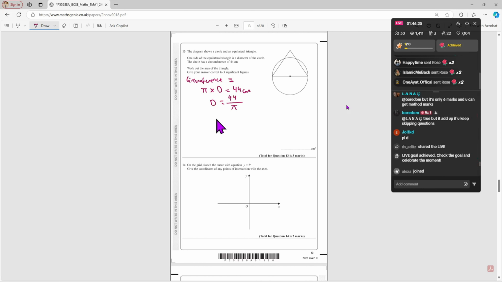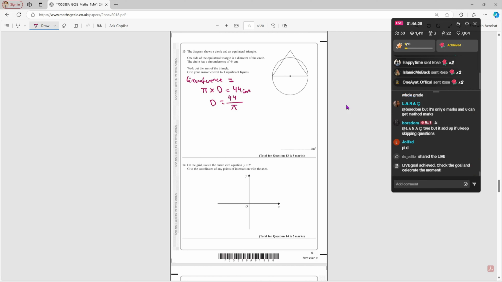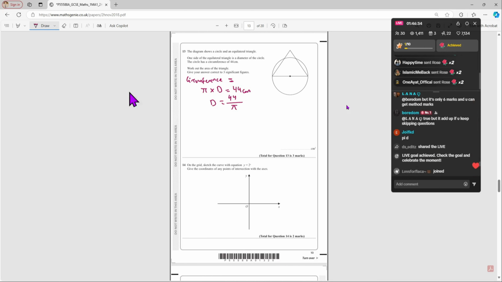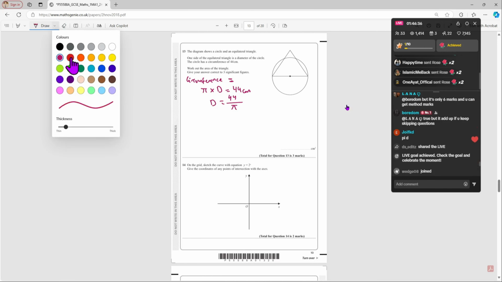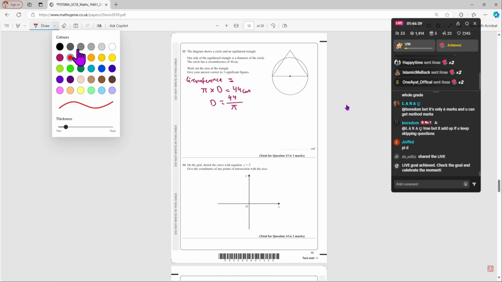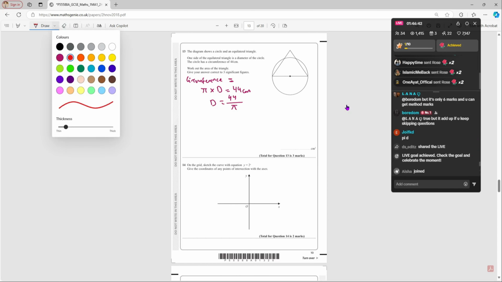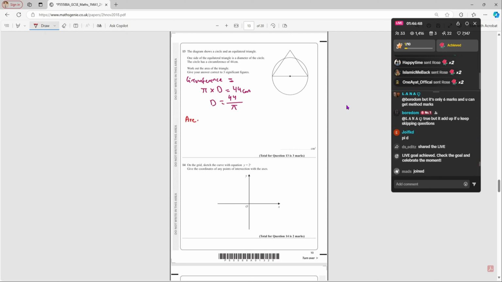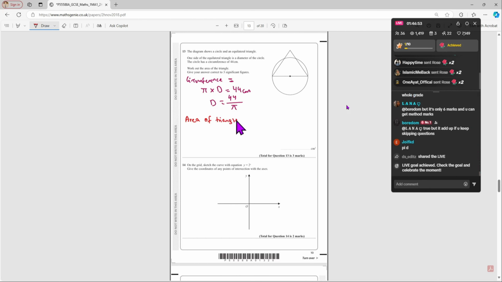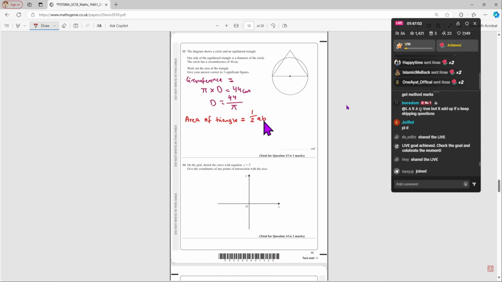And now, once we have done that, since we do not know the height of our triangle, what formula are we now going to use? What is the formula we're going to use? And we do not know the height, so just remember that. What formula are we going to be using to work out the area of our triangle? The area of the triangle is going to be half AB sine C, this formula over here.